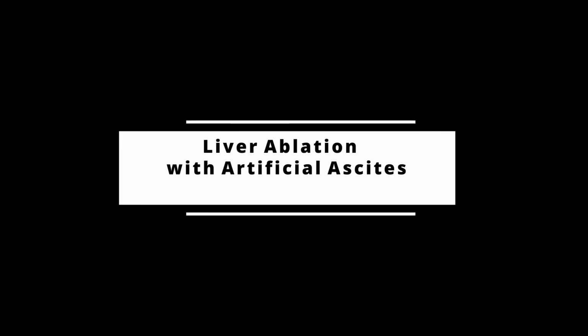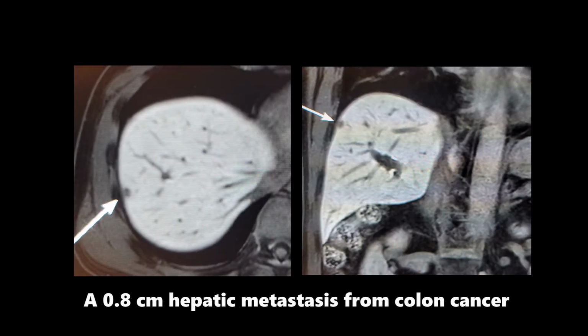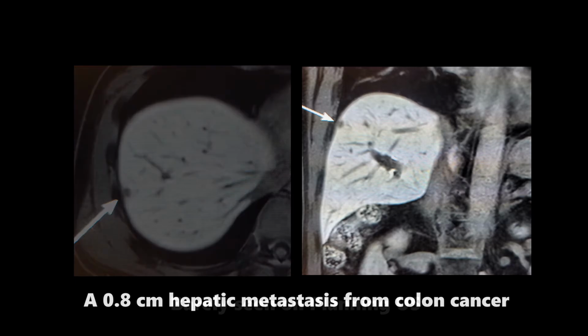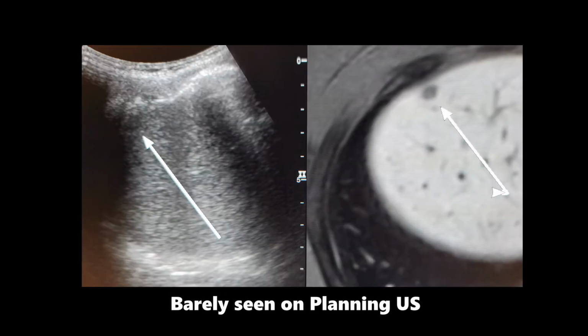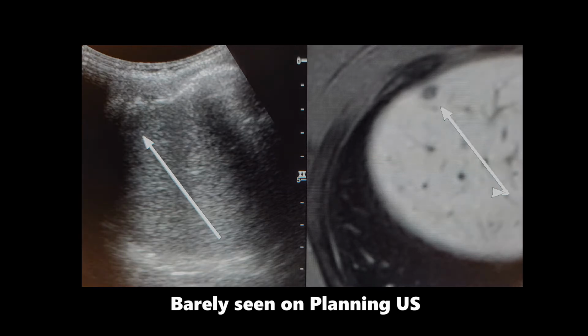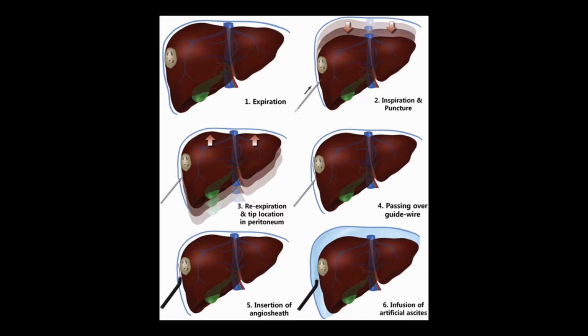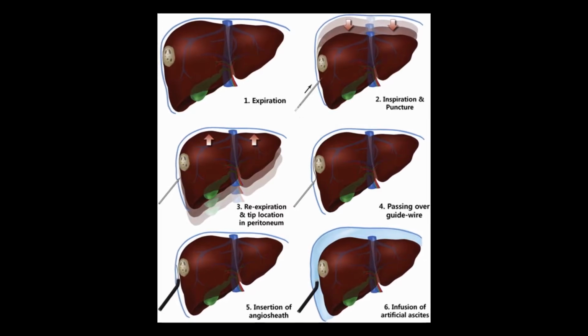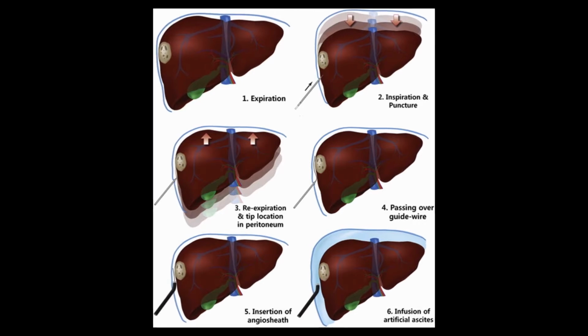Let me show you how to make artificial ascites in our center. Here's a very tiny tumor, but it is barely seen on the planning ultrasound like this. This is how to make artificial ascites in our center. We are using the patient's respiration.